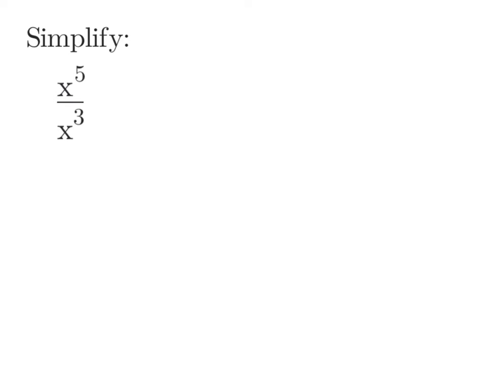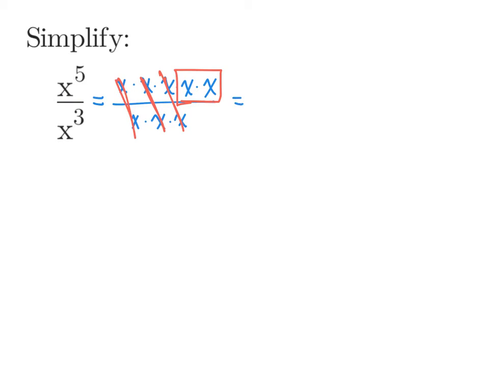I want to think about that quotient property again, that when we have the bases that are the same, what we need to do is to subtract their powers. That was because x to the 5th means we're going to take x and multiply it by itself 5 times. And in the denominator, x to the 3rd means take x and multiply it by itself 3 times. And what ended up happening was, for each of these common factors, they canceled, and we were left with 2 more x's, right? And it's because of that canceling that we could subtract, and we were left with just x squared.